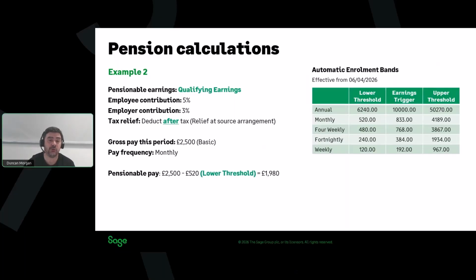So first thing I'm going to do is to establish the pensionable pay. So in this example, the employee's qualifying earnings fall between the lower and upper threshold. So to calculate the pensionable pay, we will take the total gross earnings and we will deduct the monthly lower threshold. So £2,500 minus £520, which is the lower threshold for monthly, gives us pensionable pay of £1,980.